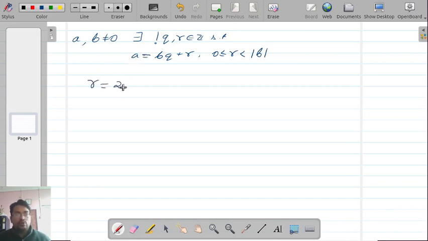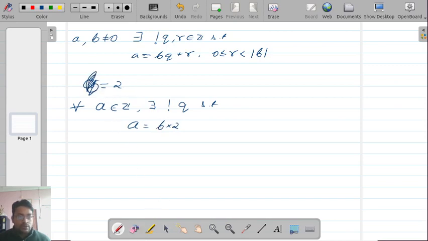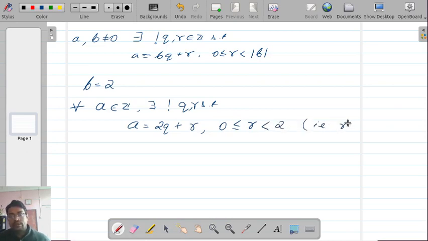So say if I take b equal to 2, which means I am taking 2 as the divisor. Then given any integer a, there exist unique integers q and r such that a is equal to 2 into q plus r, where r lies between 0 and 1, that is r is equal to 0 or 1. So only two options are there if we take b equal to 2.